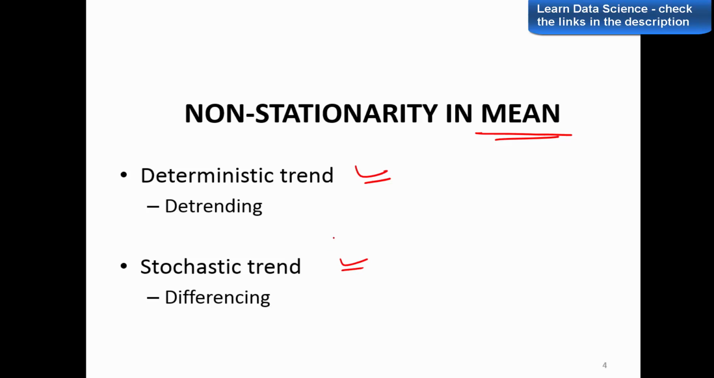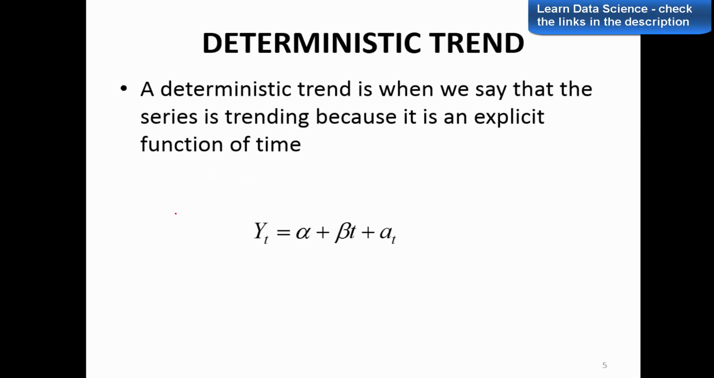Deterministic, as you understand from the word itself, is something that we can easily determine, without having to go through much uncertainty, whereas in a stochastic trend you have uncertainty. So that's more difficult. The deterministic trend is somewhat easier to understand and handle, and the stochastic trend on the other hand is somewhat more difficult because it's uncertain. So let's see what deterministic trend is.